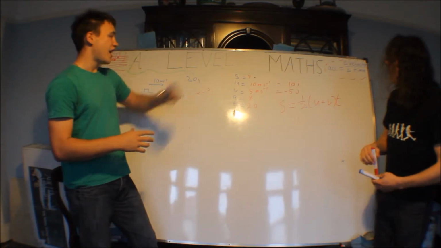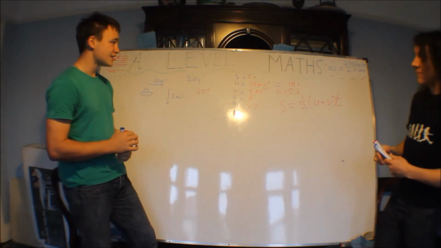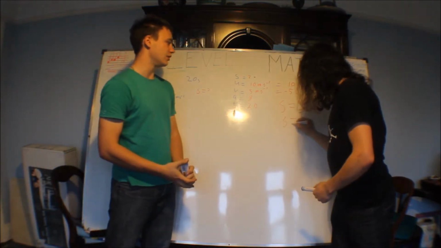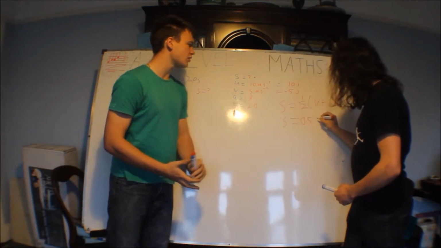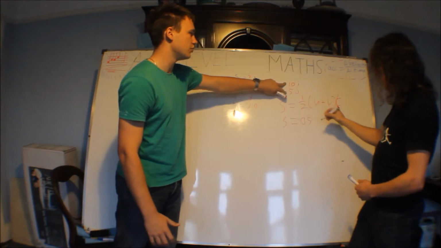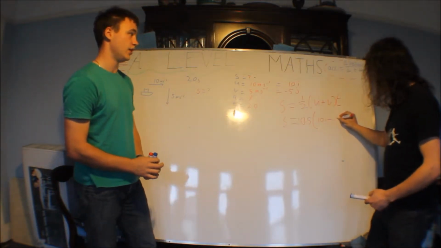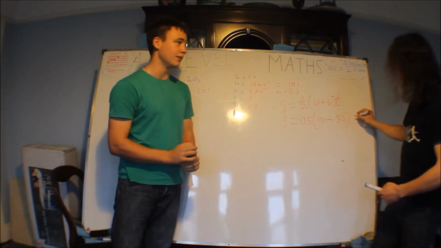So we have everything but s, and it's already in terms of s. A half of u plus v is 15. Actually, no, because it's in terms of i and j. Apologies, I was being stupid. So then we have 10i plus minus 5, minus 5j.